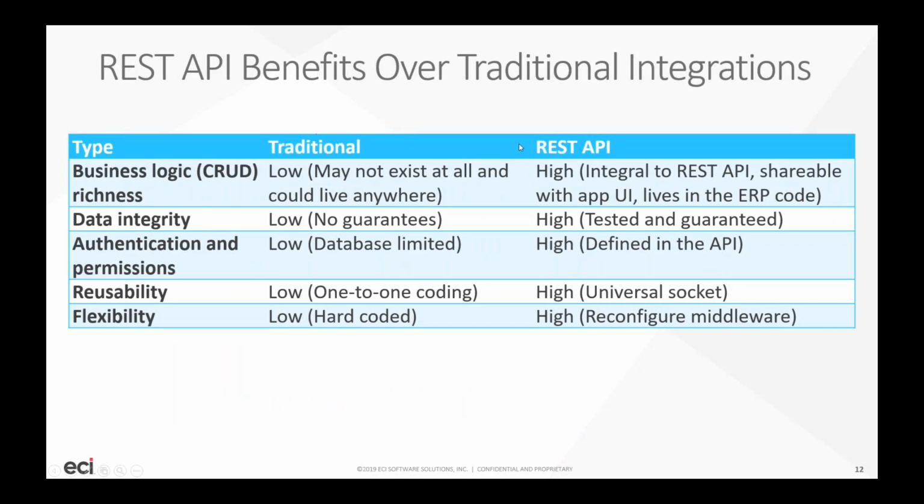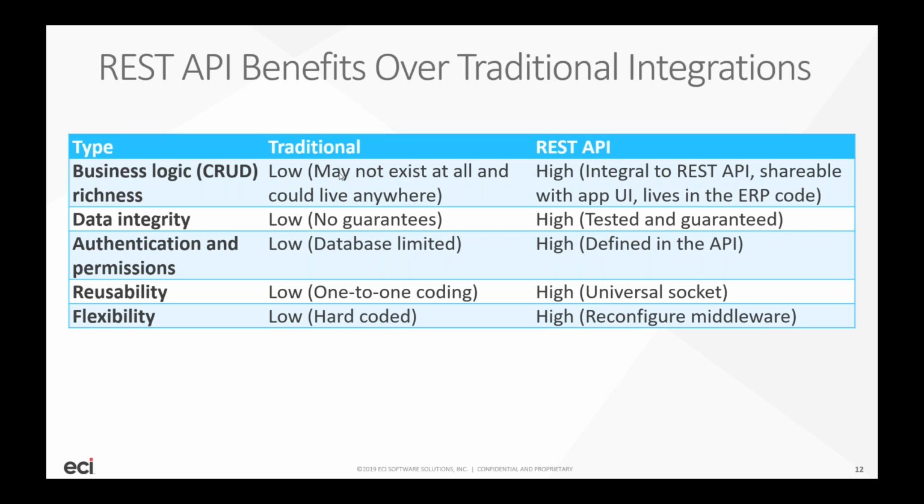Now, why are REST APIs so popular? Well, we have many, many benefits as are listed here. So first of all, we looked at business logic and we talked about that briefly. In the case of business logic, for a traditional integration, and traditional would most often be a custom written integration, that's what I was thinking about when I was making the comparisons here. But in the case of business logic, where you're doing CRUD methods, for example, this is create, read, update, or delete, in a traditional integration you would see this may not exist at all.